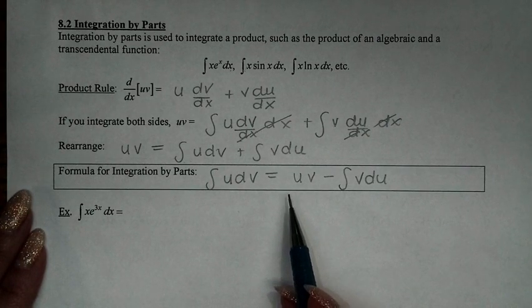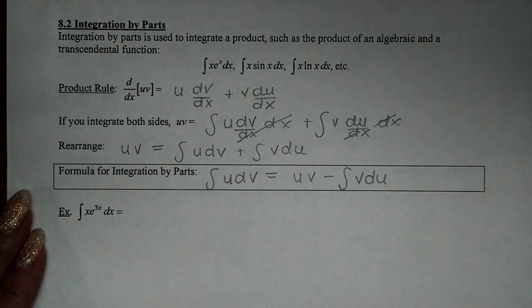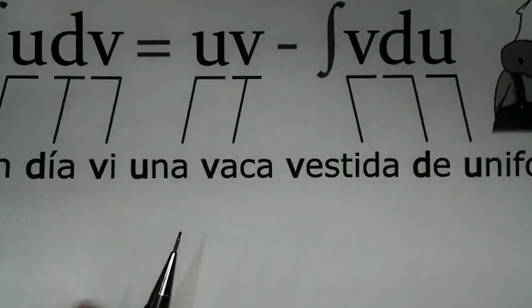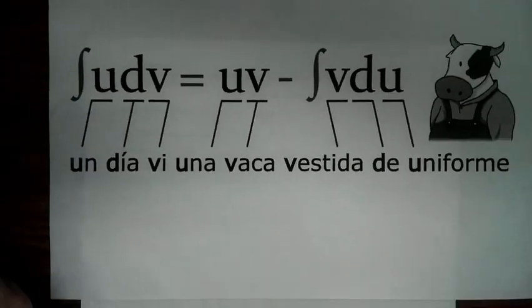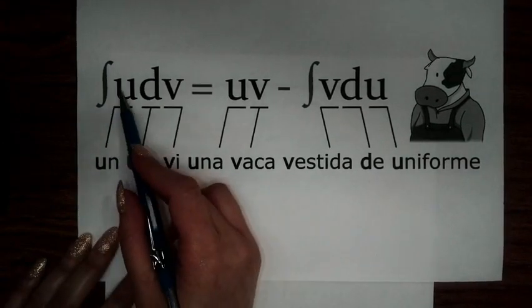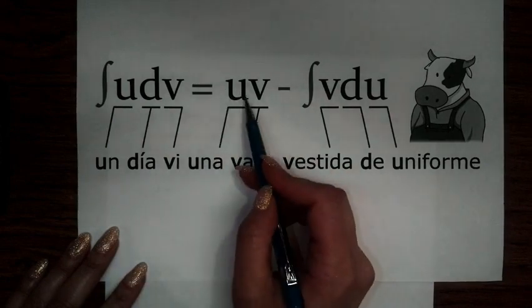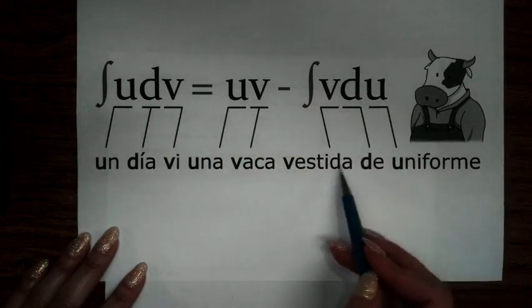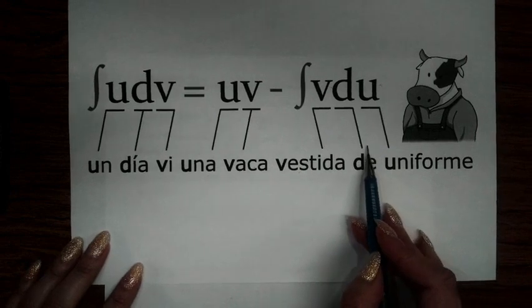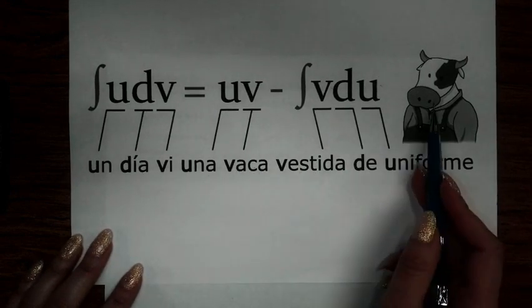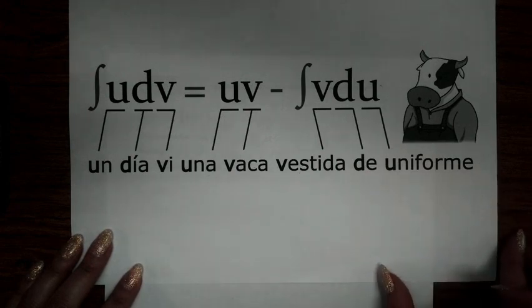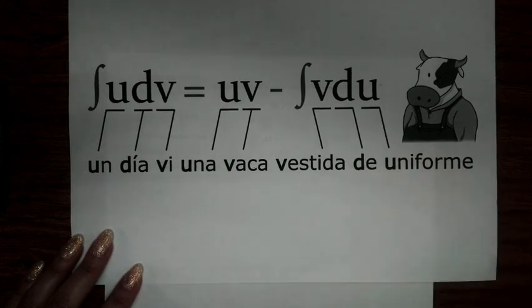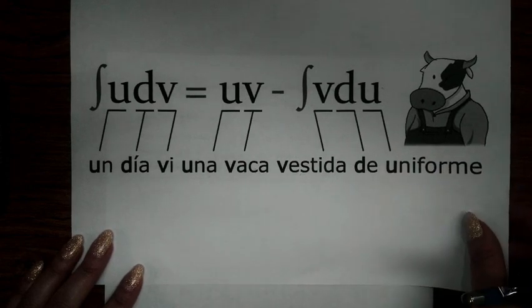How in the world do I remember this formula? Well, I learned calculus in Spanish. So this is how I remember this. Let me zoom out so you can see it. Okay, so what you see is the integral of u dv, un día vi, uv, una vaca vestida de uniforme. So that's how I remember. I always, in my brain, see that cow with a uniform. So it doesn't matter where, when, how, I always remember my integration by parts formula. Hopefully it also works for you.